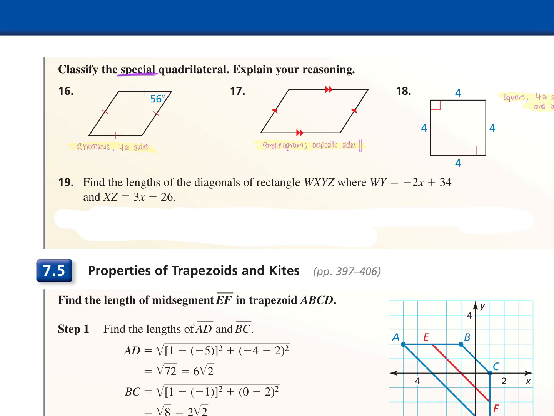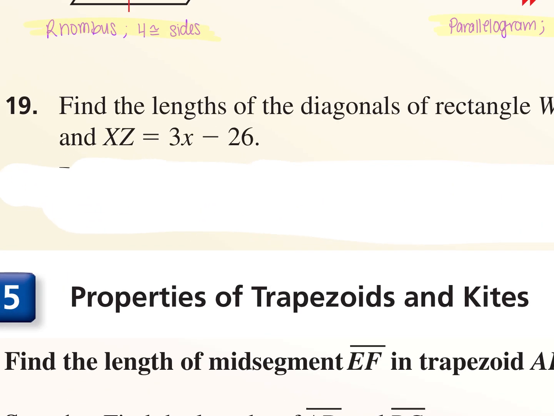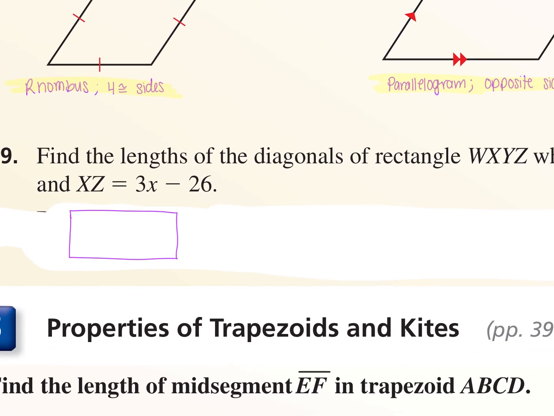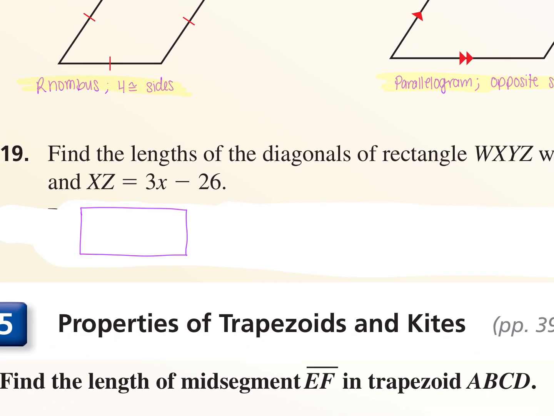Excuse me, number 19. Find the length of the diagonals of the rectangle where WY equals this and ZX or XZ equals that. So they're asking me to find the length, not x. So if it helps you, by all means, draw it. Please make sure when you're drawing your shapes and they're giving it to you, you have to follow it in a specific order. You cannot go across. So W, X, Y, Z, I went around. You cannot go across when you're writing your letters.